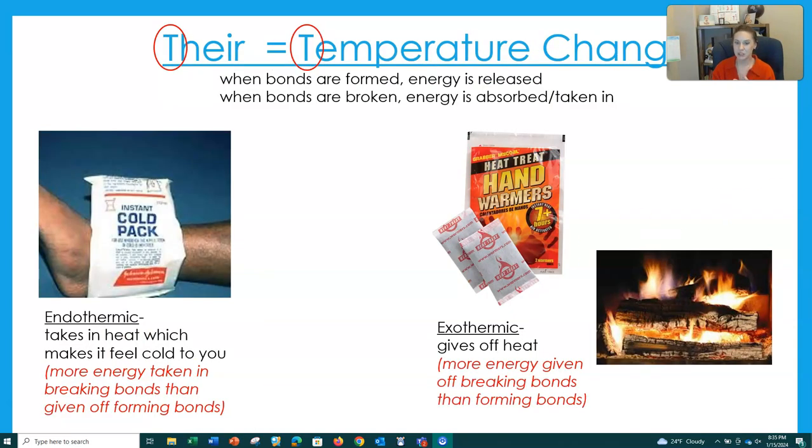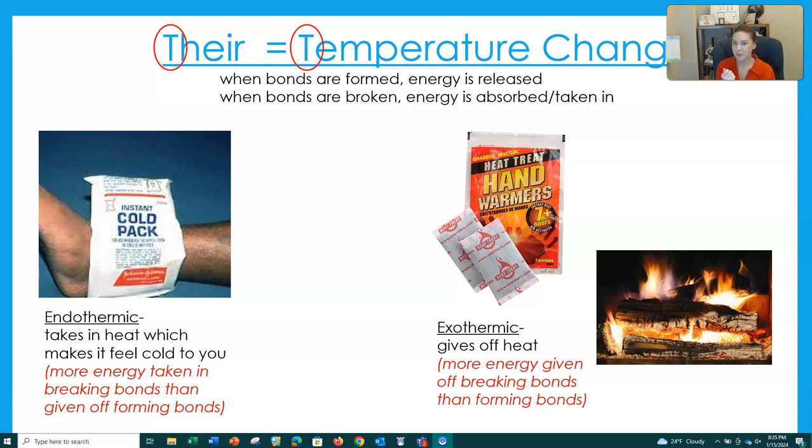Now we've got temperature change. I mentioned just a minute ago when we mix baking soda and vinegar and how we see the fizz, we know that gas, but if you were to touch it, you would actually feel it get colder, okay? So this would be an endothermic reaction when it's getting colder, evidence of a temperature change, okay? Endothermic is when it takes in heat, which makes it feel cool to the touch. Exothermic is when it's giving off heat.